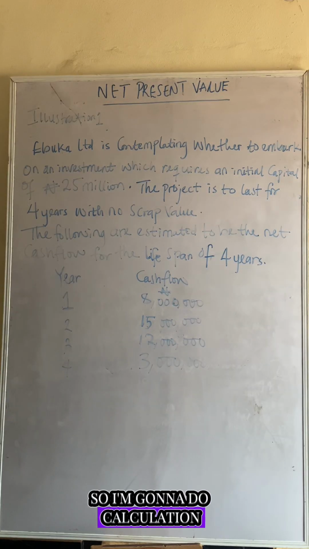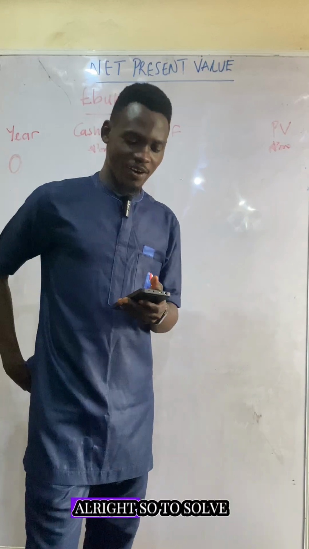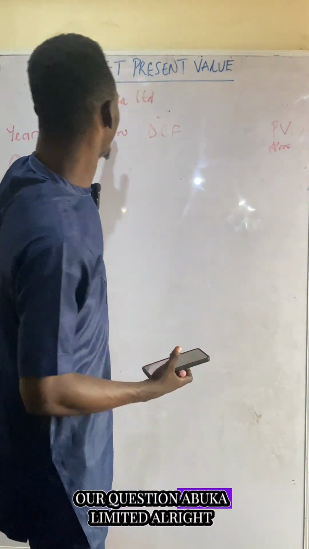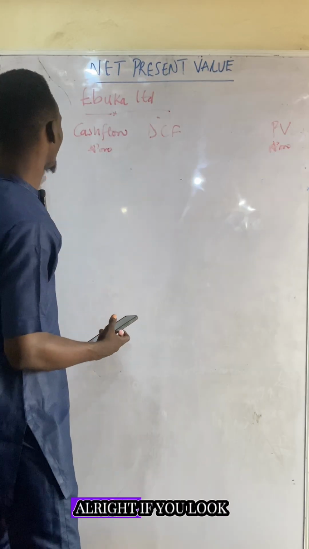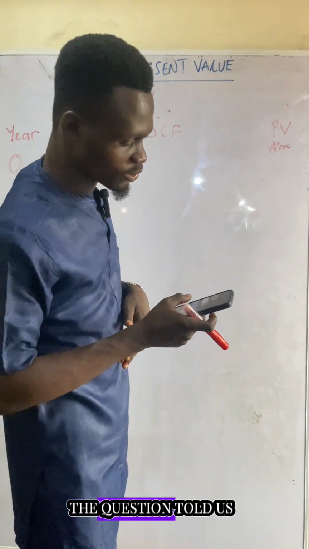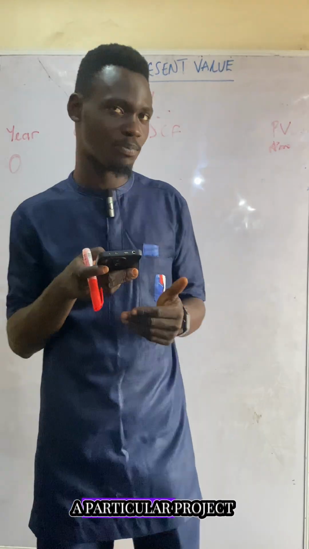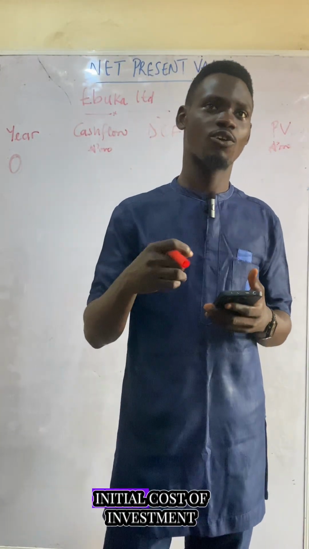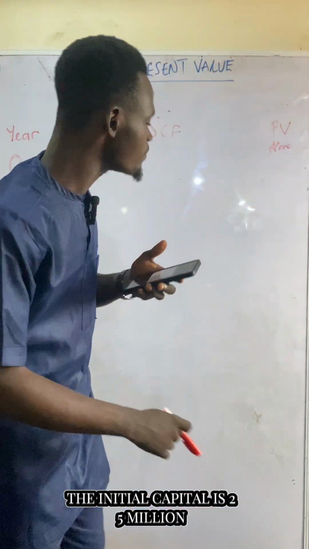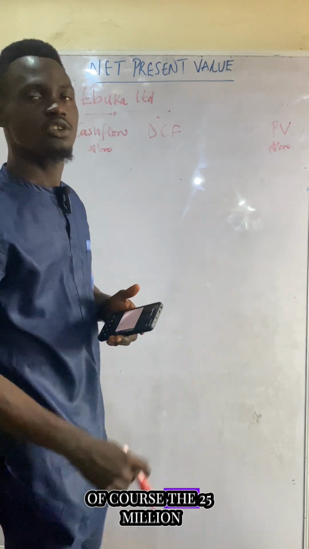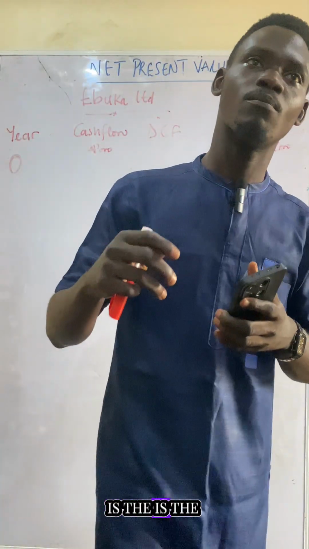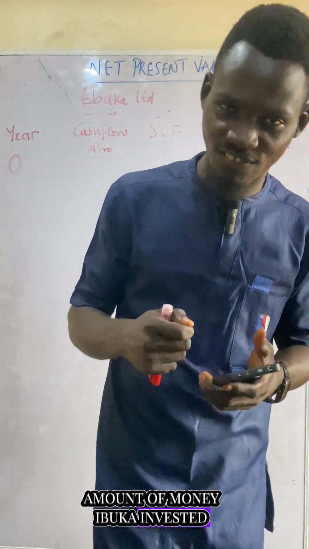So to solve our question, if you look at the question very well, it told us that Ebuka Limited is contemplating whether it should embark on a particular project. The initial cost of investment, the initial capital, is 25 million. The 25 million is the amount of money Ebuka invested.